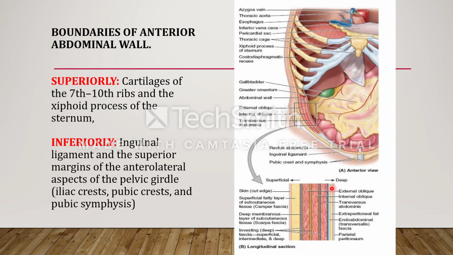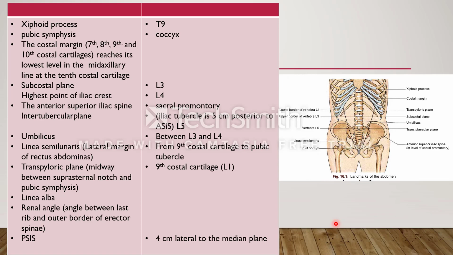And beneath the extraperitoneal fat, this is the first layer of the peritoneum or outer layer of the peritoneal cavity, that is the parietal peritoneum. So this is skin, then superficial fascia, then muscles, then there is the fascia transversalis, then there is the extraperitoneal fat and the parietal peritoneum.